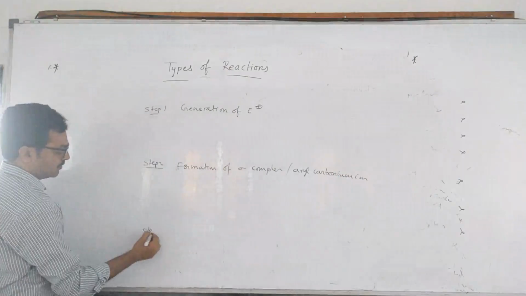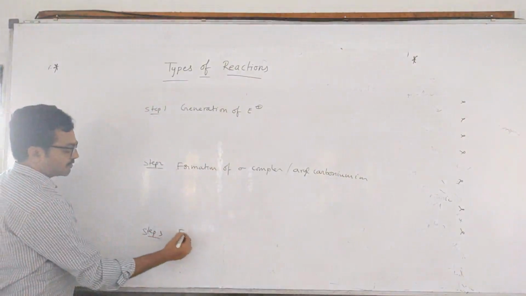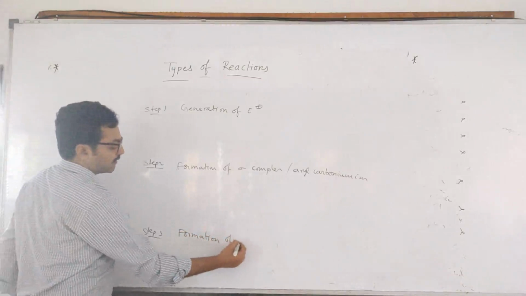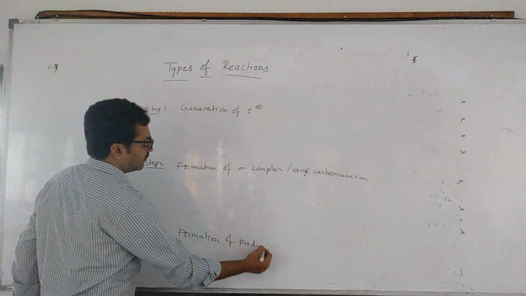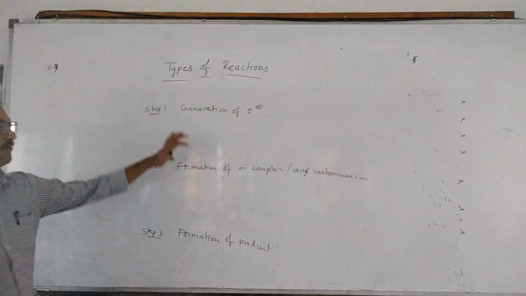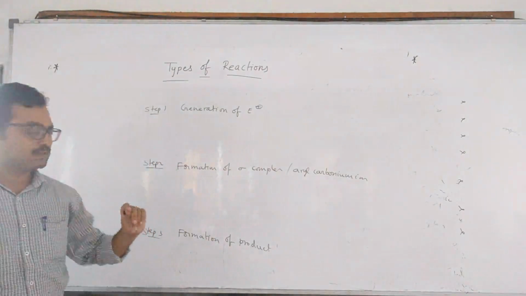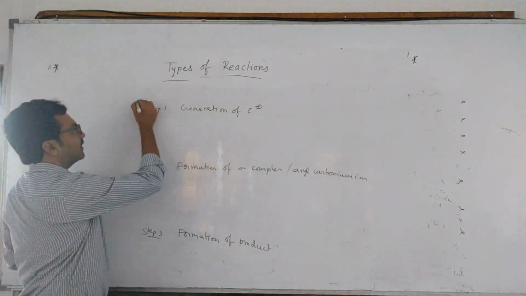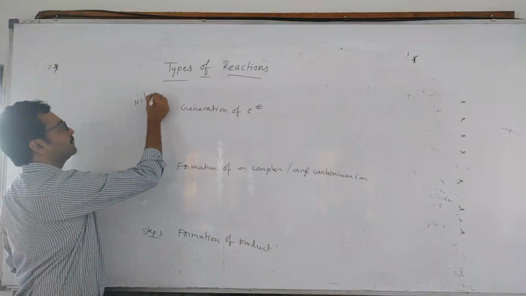Third step is formation of product. Only for one thing I will teach. Remaining all are a little similar. Second step, only this electrophile generation will be different. Understood? So, how will you generate electrophile here? I am talking about the nitration mechanism.